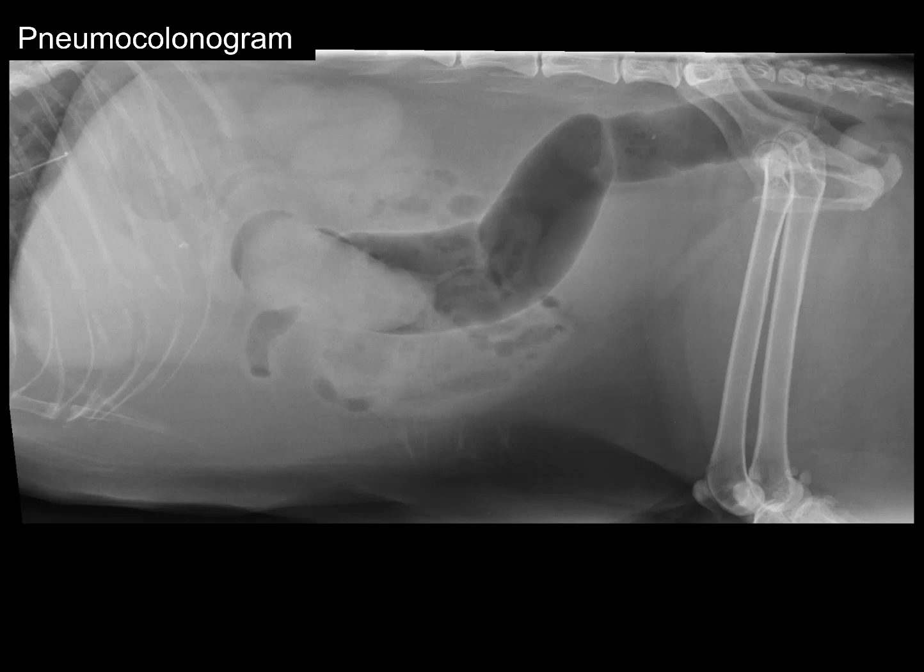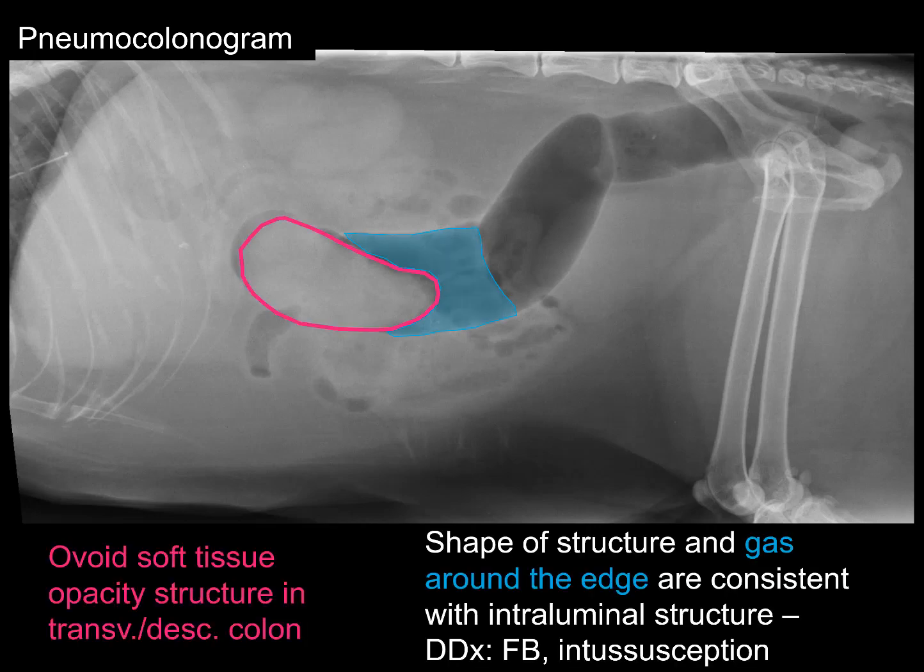Again, contrast procedures are your friends, so we did a pneumocolonogram to try to highlight what was going on. We got very nice distension of the descending colon with gas all the way up to this very homogeneous, almost triangular to ovoid soft tissue opacity structure that it looks like the gas is trying to get around. So there's definitely an abnormal something, a mass of some variety there in the colon, and the gas tries to get around it, but it's not doing a very good job. That would be most consistent with something intraluminal like a foreign object or an intussusception. It's possible this is some pedunculated mass, but the way it looks here is less likely.